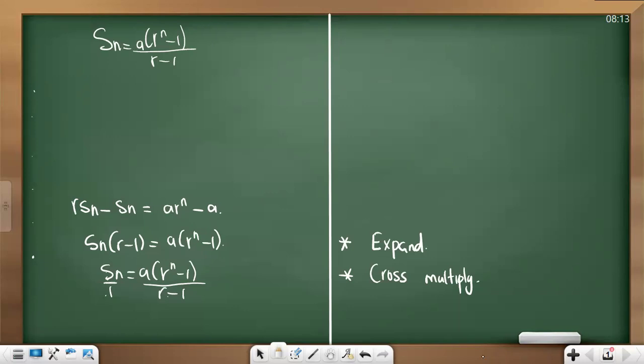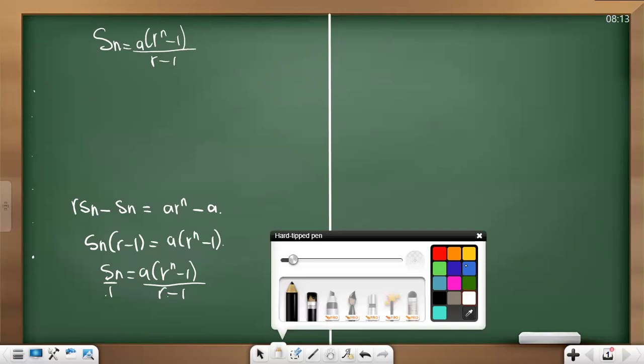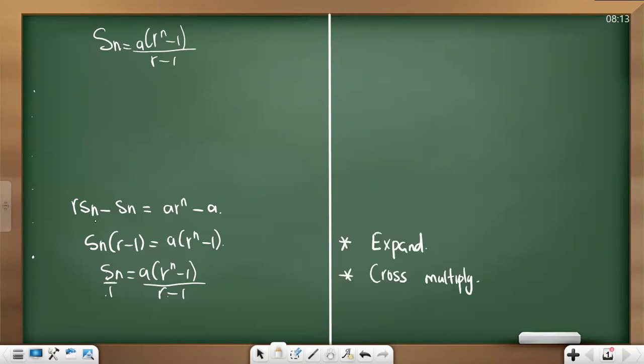If we look at this, there are two equations: there is an Sn and there is an rSn. So what you are going to do is this. Skip this line. I'm going to start with rSn. On my other line, I'm going to write Sn.